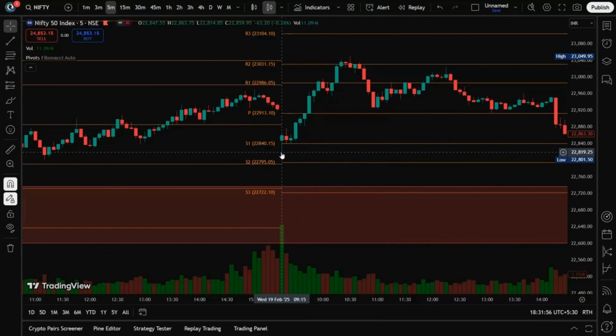So yeah, if you see it opened already above the support one, so we'll have to wait for a decisive move, either a break of S1 or a break of P1.